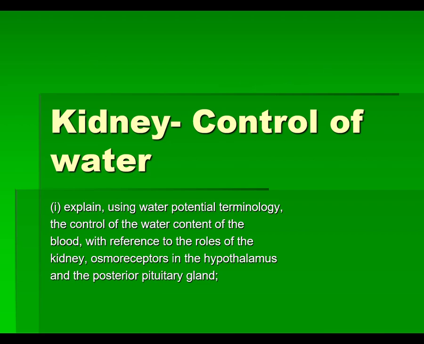So, in today's lesson, we are looking at the final part of the nephron and how the body can reabsorb or not reabsorb water depending on the internal conditions. So, we've looked at the kidney. We're going to talk about this bit today. We're going to talk about the osmoreceptors in the hypothalamus and talk a little bit more about the posterior pituitary gland.